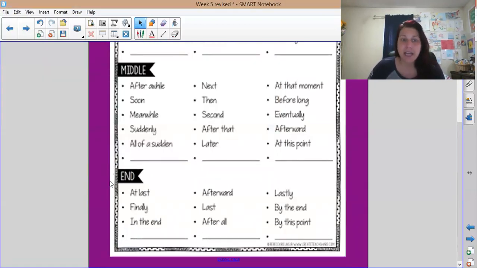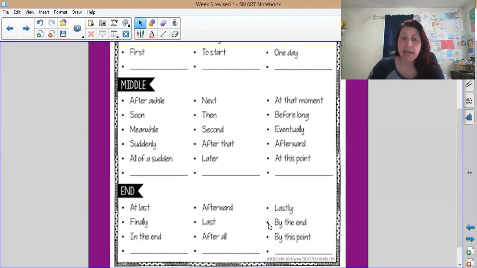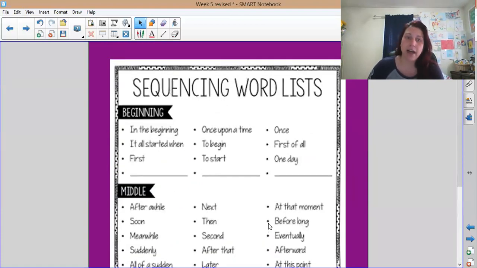As we get near the end and we want to wrap it up, we may use phrases like this, or the author may use phrases similar to at last, finally, in the end, afterward, last, after all, lastly, by the end, by this point. Okay, so those are a bunch of our common or frequently seen sequencing words that pop up when we're reading or that we can use when we are writing.